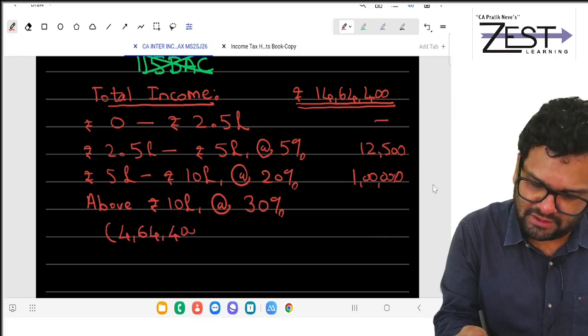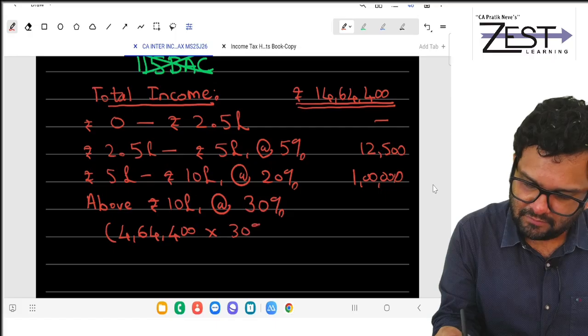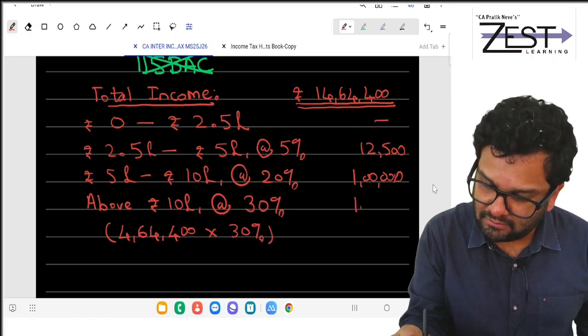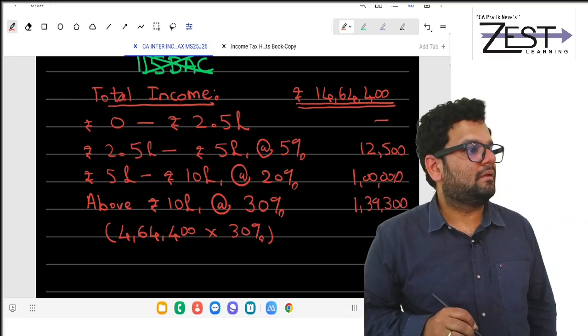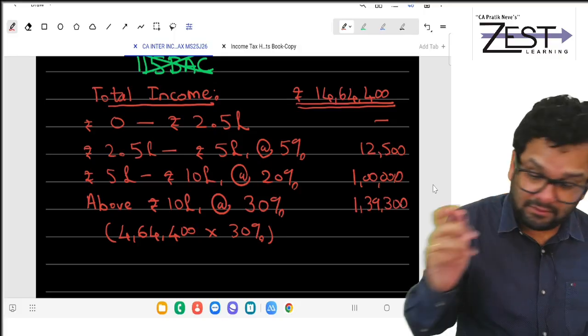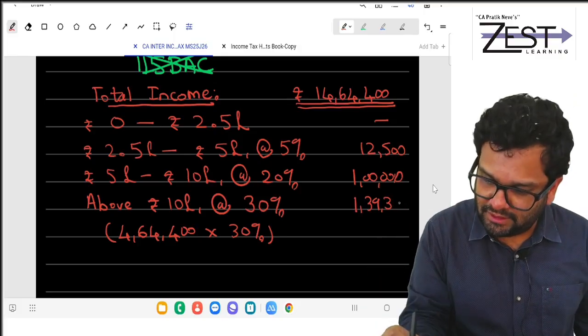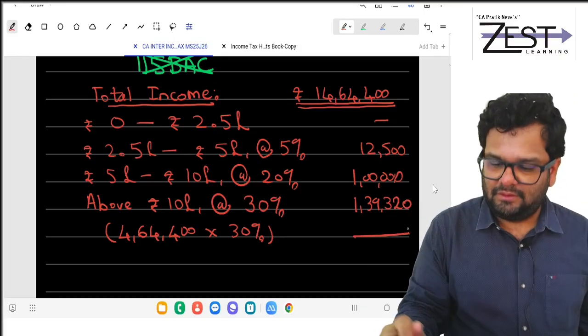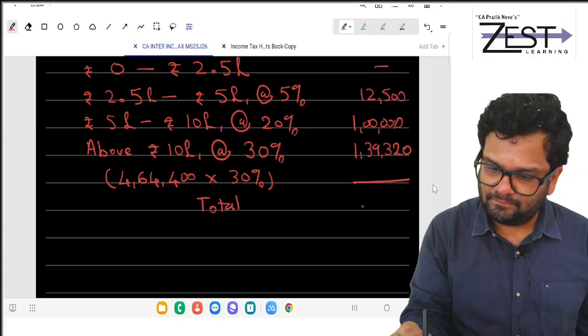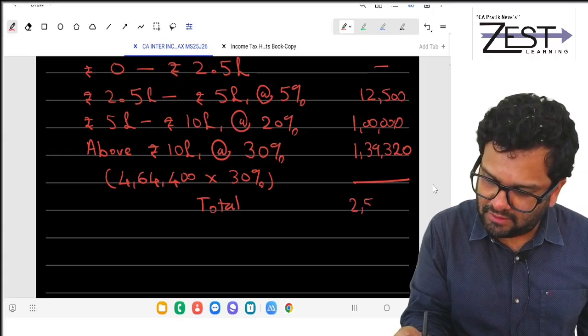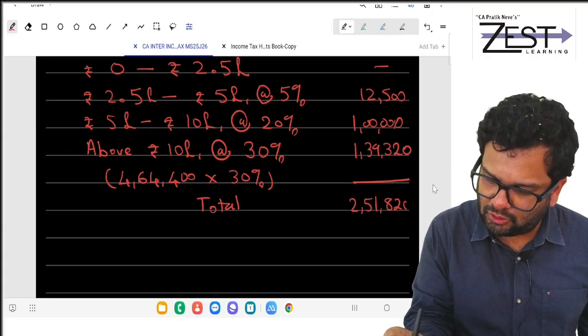4,64,400 into 30%, 1 lakh 39,320. Okay. Can you tell me what is the total? 2 lakh 51,820.